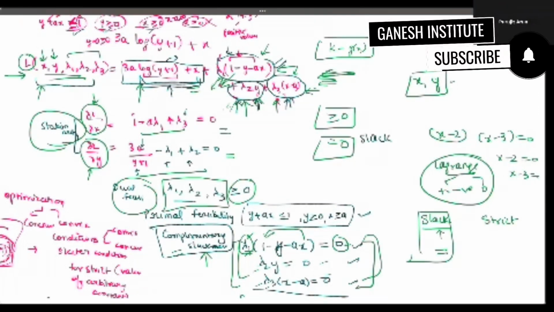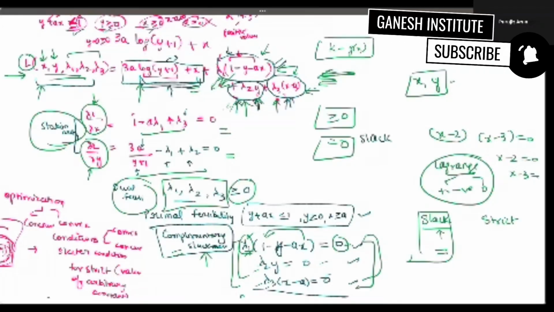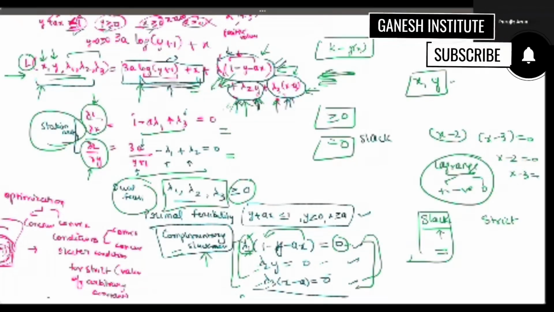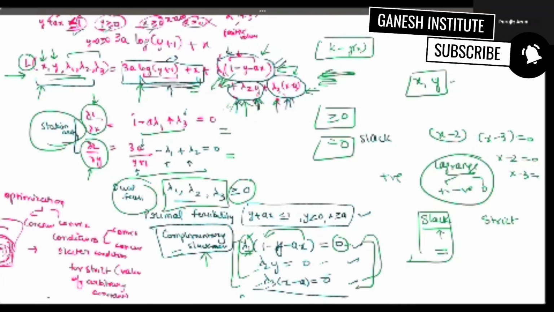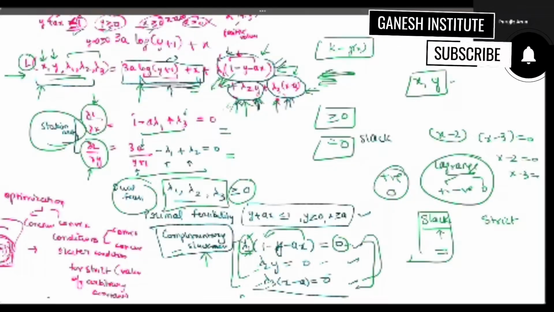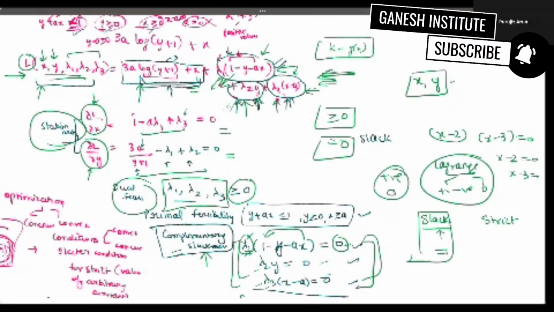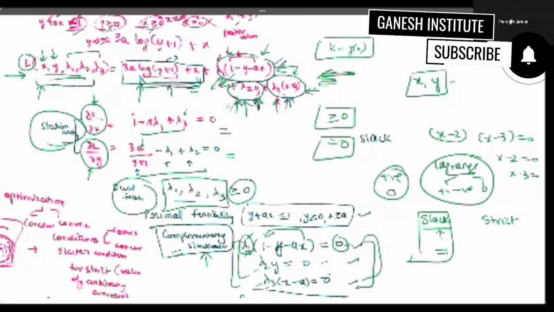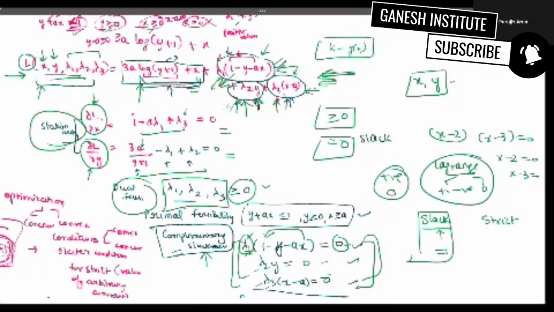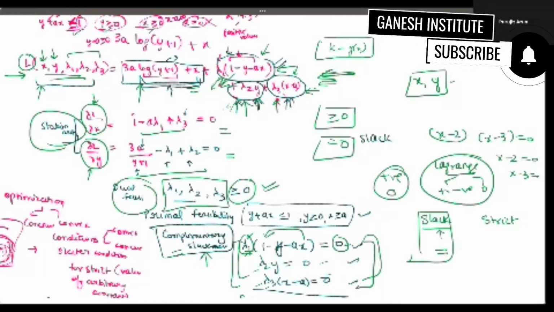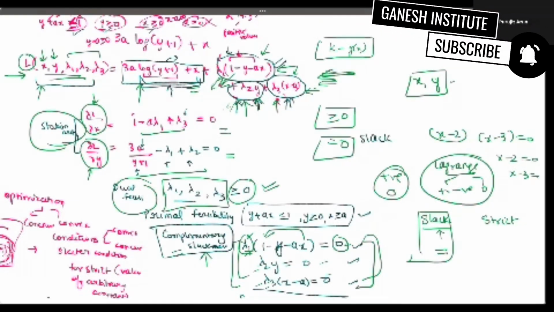Greater than or equal to 0: positive. It can be positive, it can be 0. Only two conditions are there. Multipliers can be positive or 0. So that's why we are writing it. It's just a condition we are writing because the question has asked me.